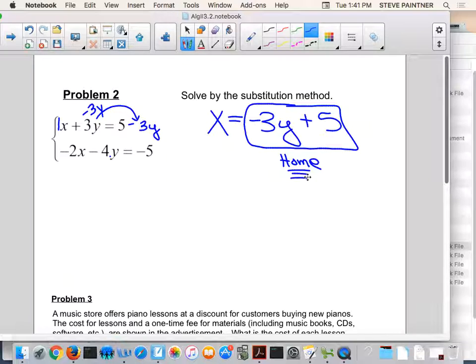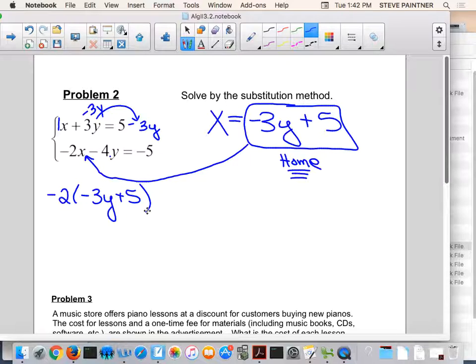Okay, here we go. Do you agree with my x? You don't agree with my x? Right now, you're going to get it wrong. X equals negative 3y plus 5. Put it in the other equation for what letter? X. So it's negative 2 times negative 3y plus 5.